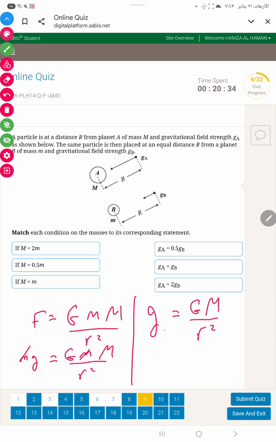Now, here you can easily notice that g is directly proportional to m. When m increases, g increases. When m decreases, g decreases. So, when the mass is 2m, the gravitational acceleration will be 2g. When m is 0.5 m, the gravitational acceleration will become 0.5 g. When the masses are equal, the accelerations are equal.